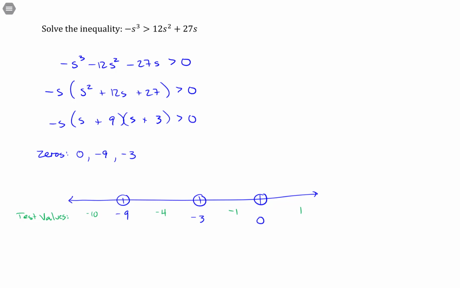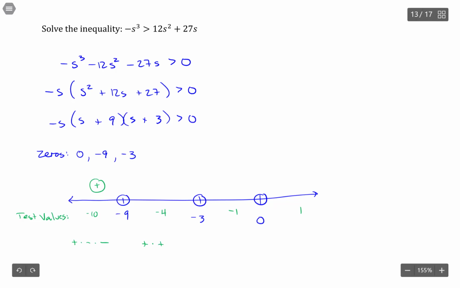Now, if I take negative 10 and I plug it into this polynomial right here, the opposite of negative 10 is going to be a positive value. Negative 10 plus 9 is a negative value. Negative 10 plus 3 is also a negative value. So it doesn't really matter what the actual numbers are, it just matters that the product altogether is going to be positive. Now if I choose negative 4 and plug in here, the opposite of negative 4 is positive.